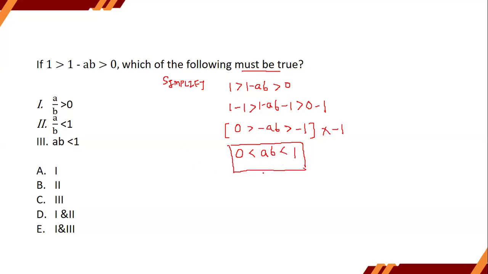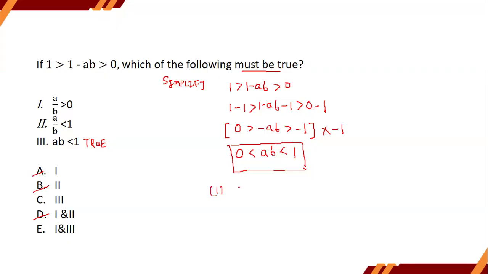All right. Now, the moment we have AB is less than 1, which option is always true? Of course, that's option 3. So option 3 is always true, right? So we can eliminate answer choices A, B, and D, because these answer choices do not have option 3. All right. Now, let's check option 1.